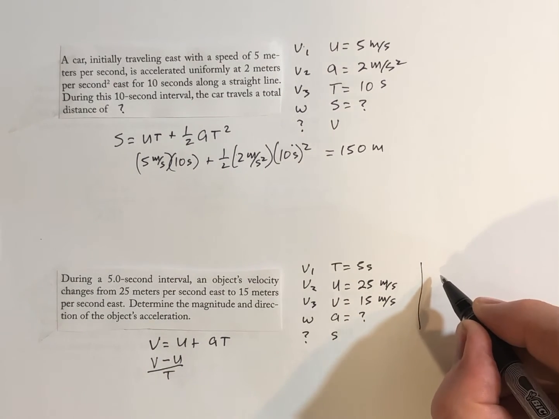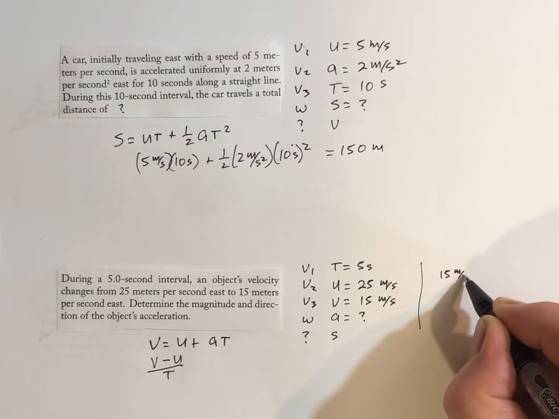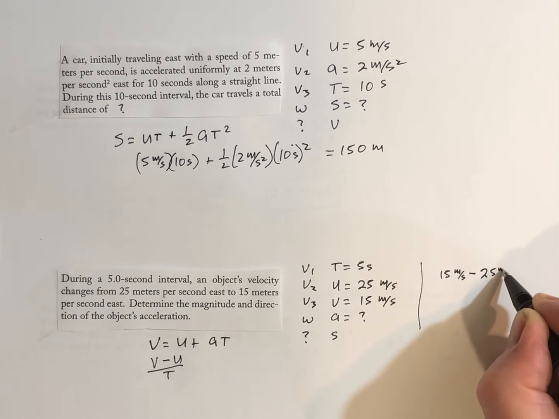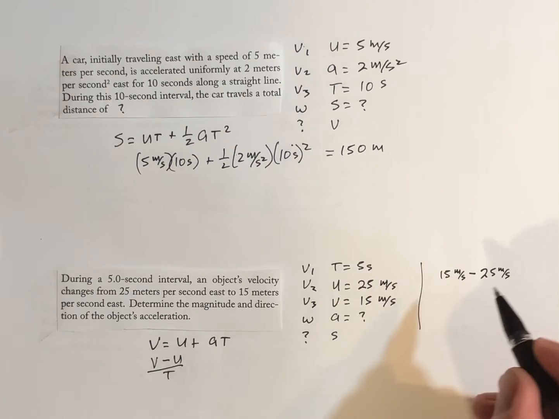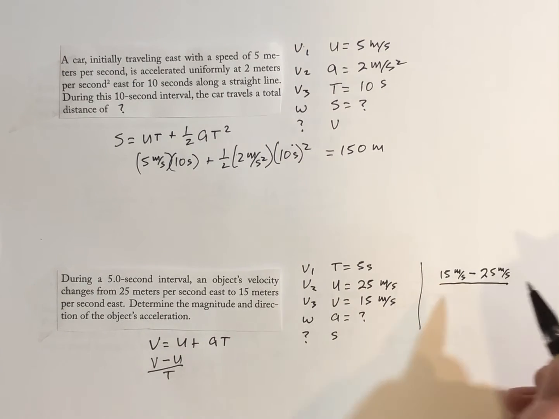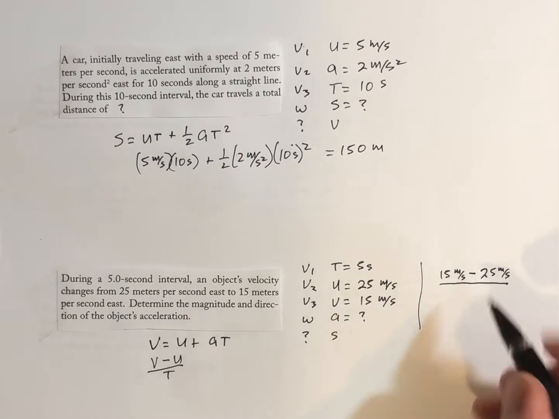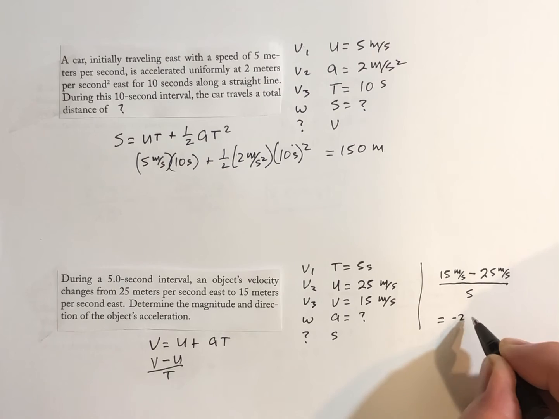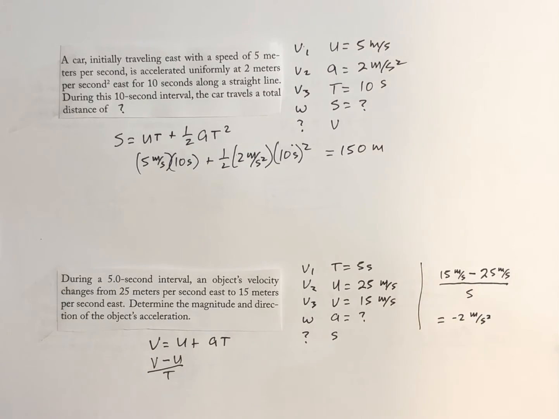I'll put that over here where I have v of 15 meters per second minus u, which is 25 meters per second, and then we will divide by time, which is 5, and then we'll see what kind of a number we get here. 15 minus 25 divided by 5 is -2, so acceleration equals -2 meters per second squared. Okay, so that's our acceleration.